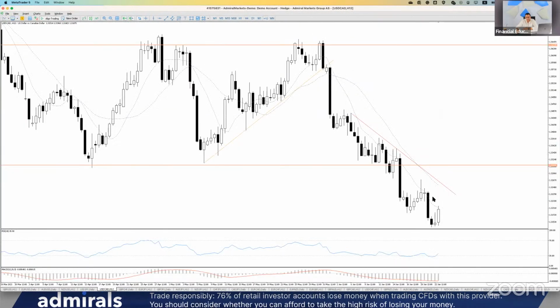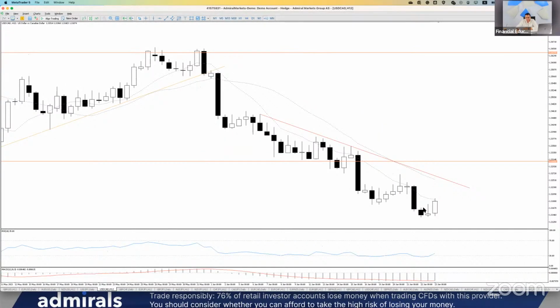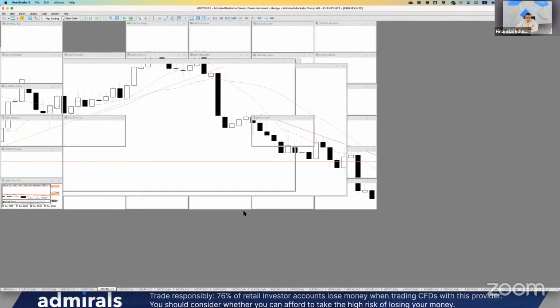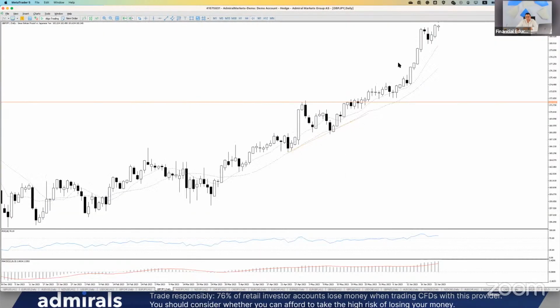USD JPY. USD Canadian dollar, downtrend, but the USD, as we experience from all the other majors, is on the run. Therefore, we are looking for some deep retracements. Next one, Euro. Euro JPY, Pound JPY, all of them higher highs, higher lows, crystal clear.